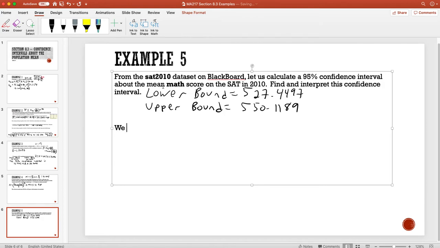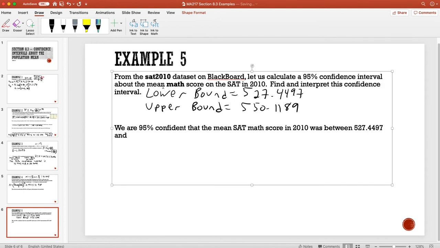This would be, we are 95% confident that the mean SAT math score in 2010 was between 527.4497 and 550.1189.